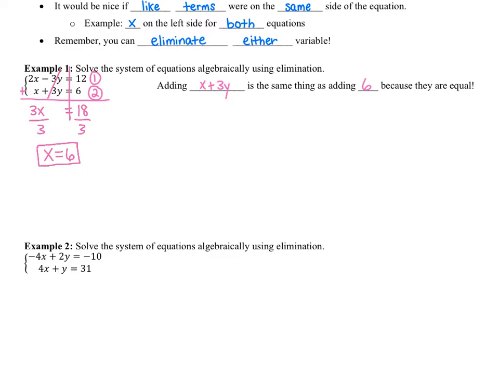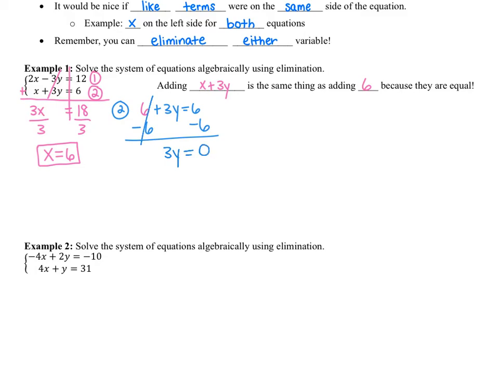Now you get to pick either of the original equations to solve for the second variable, just like we did before when we solved using substitution. I'm going to go ahead and choose equation number 2. So instead of x, I write 6 because I know that's what x is equal to. And then plus 3y equals 6. So finish solving, we want to isolate the term with the variable, so get the 3y alone by getting rid of this 6 by subtracting 6 from both sides. And that zeros out there. We're left with 3y equals 0.